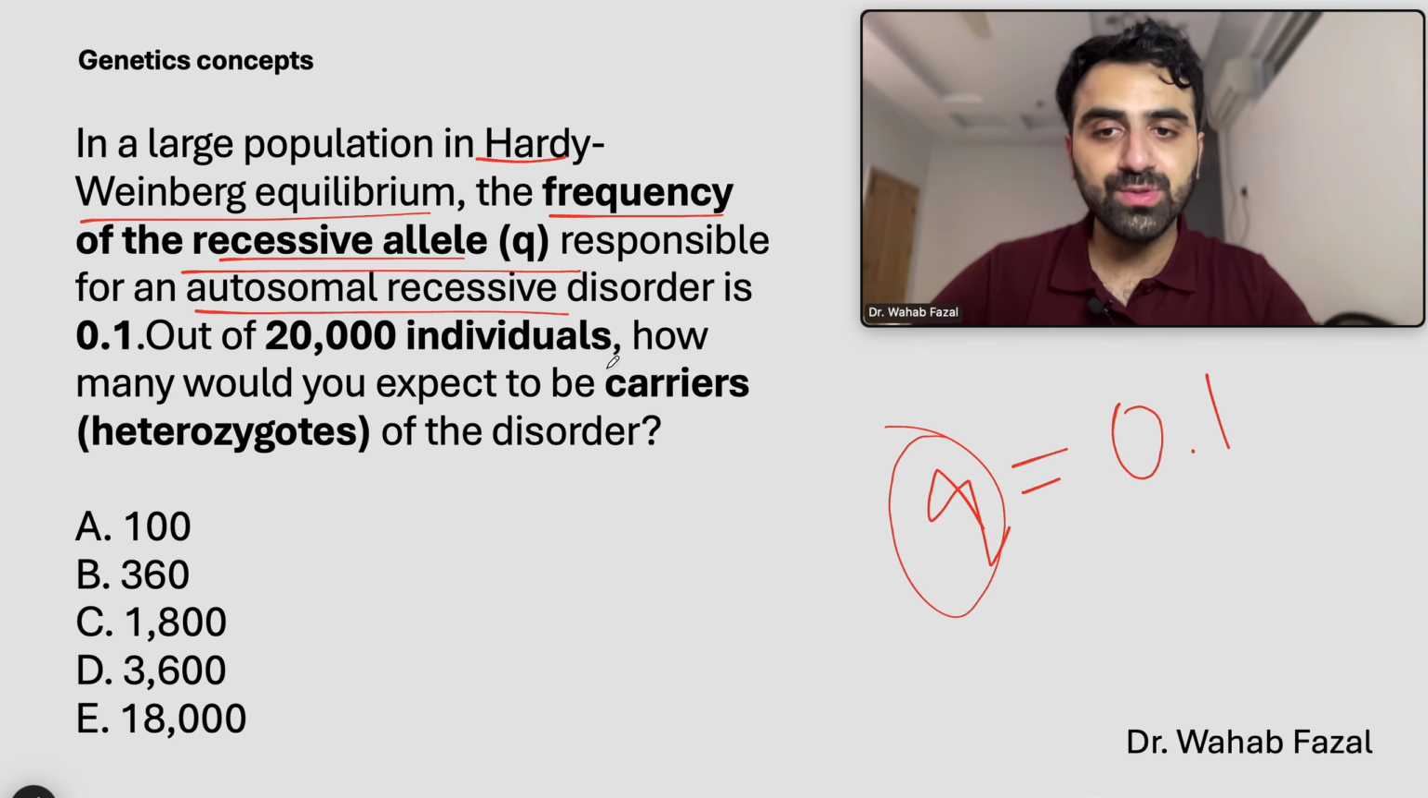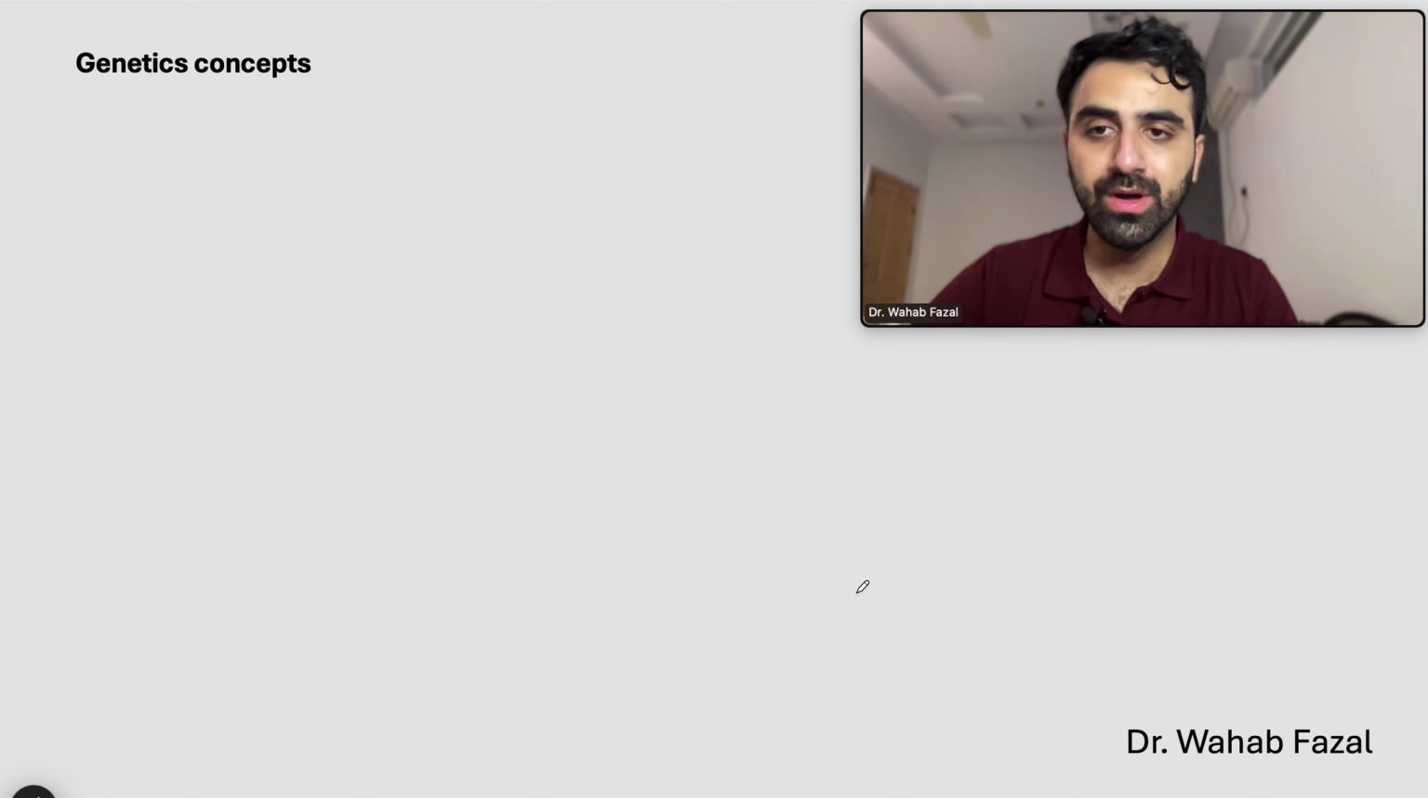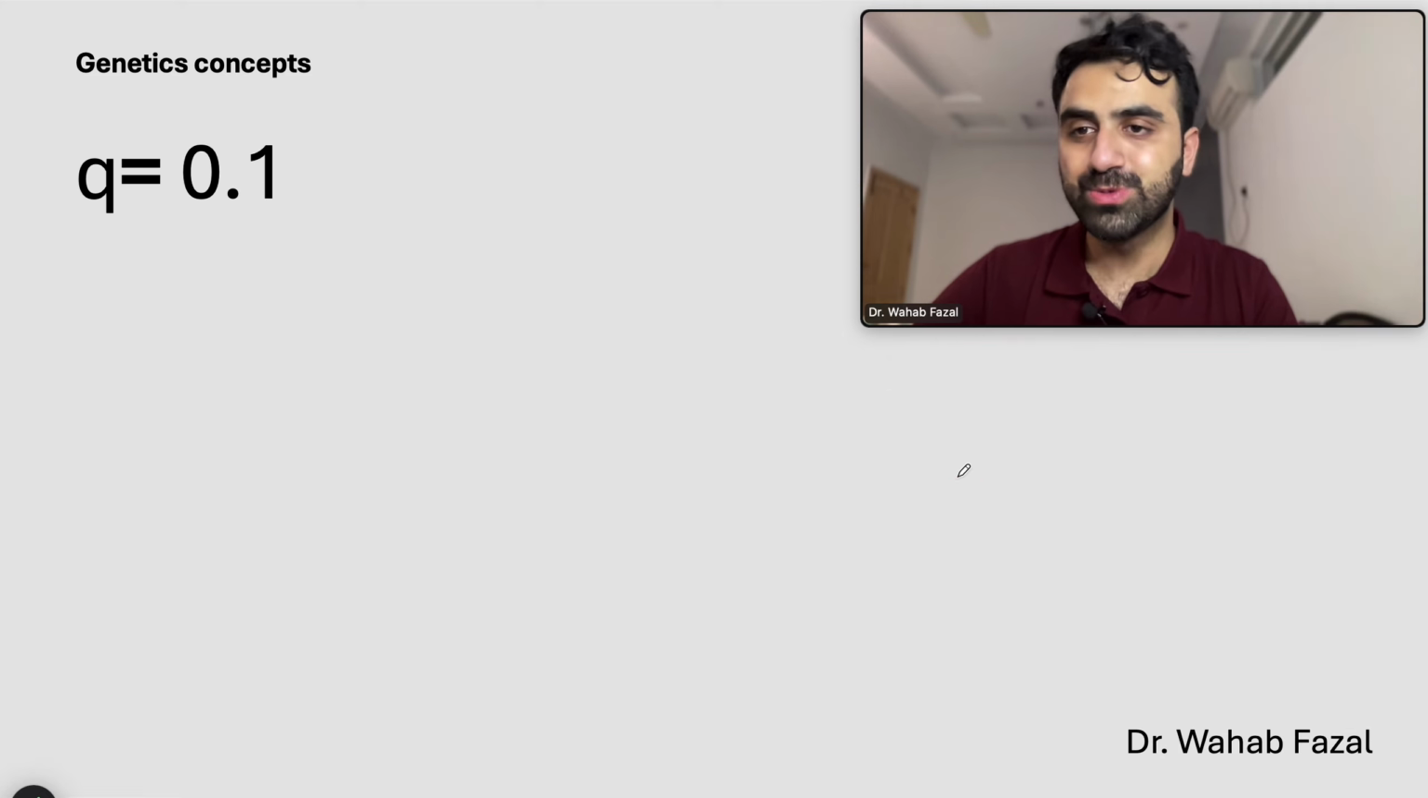Out of 20,000 individuals, how many would you expect to be carriers? So they want to know the 2pq. They want to know the 2pq, right? So they want to know this value right here. So let us go into it directly. We already know the value of q, which is 0.1.